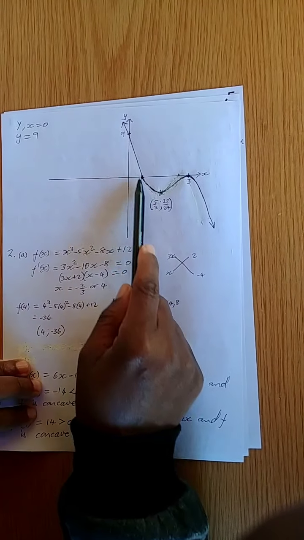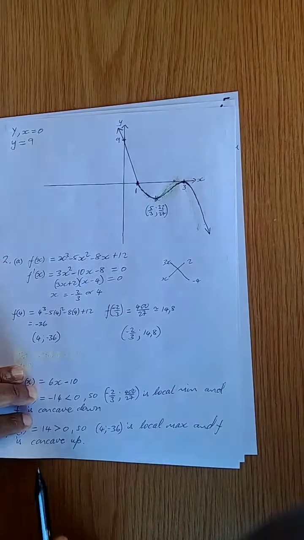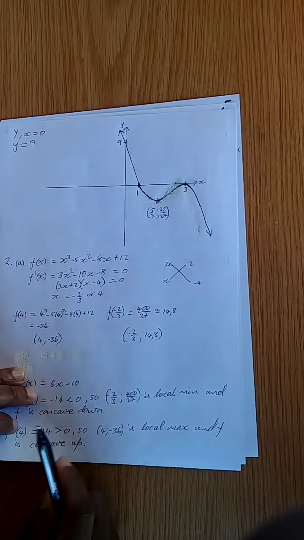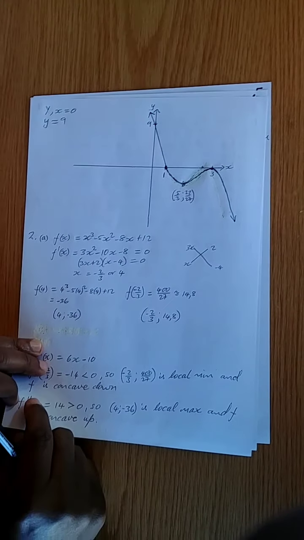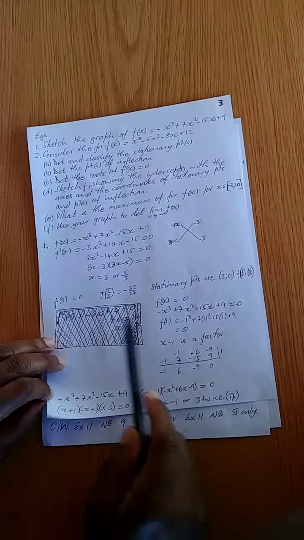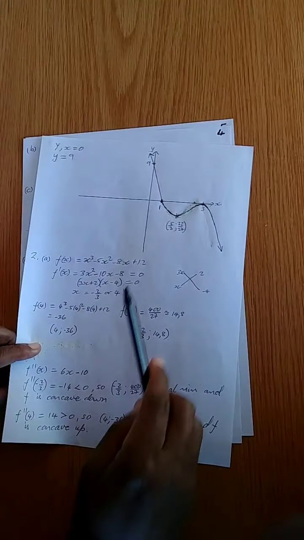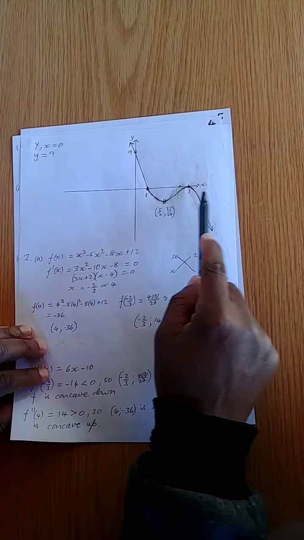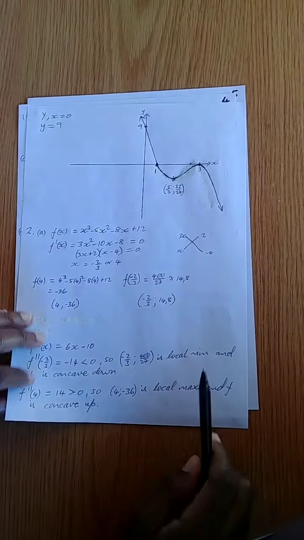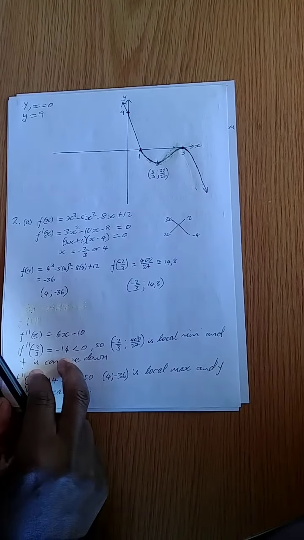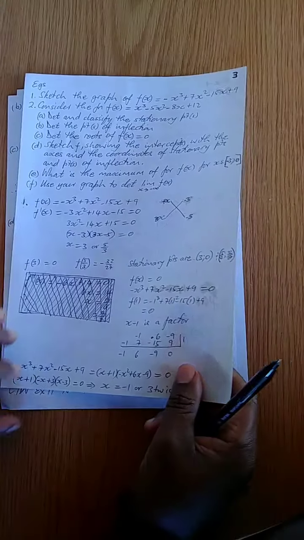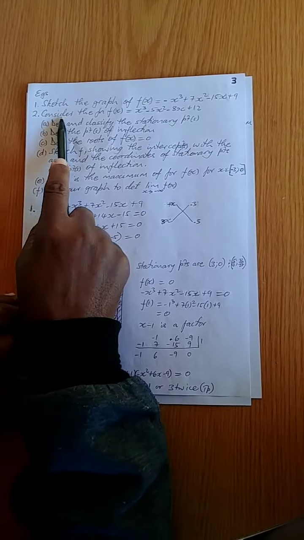So we sketch our smooth graph. Remember, we said the coefficient of x cubed, which in this case is negative. So notice we are starting with a minimum turning point followed by a maximum turning point. Then we are going on to example number 2.